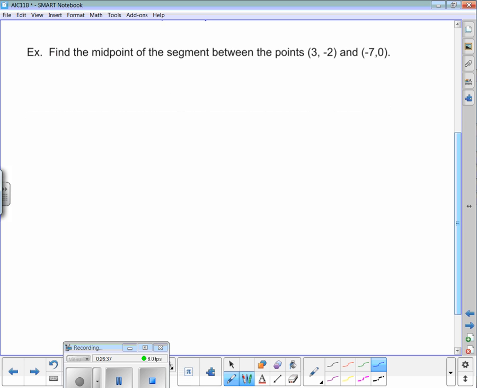All right, so one last problem. Why don't you try this one again, pause the video, and go ahead and see if you can find the coordinates of the midpoint. I'm going to give the answer right now, so you want to pause it so you can practice.